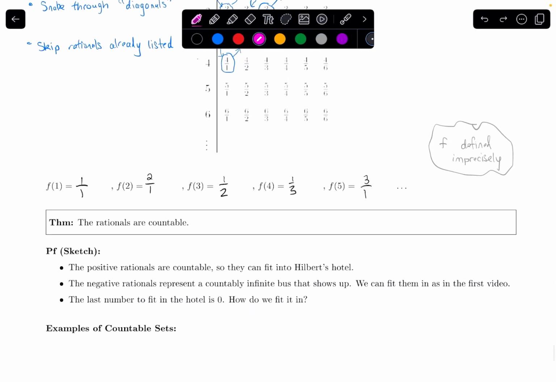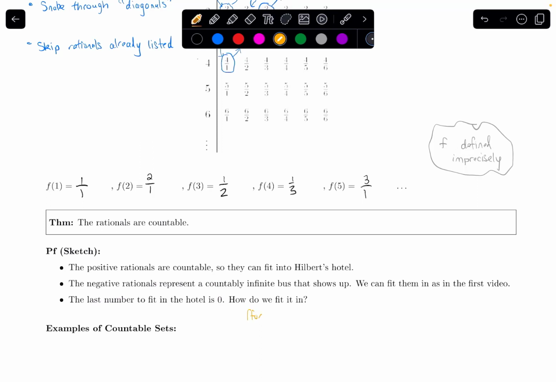So we know at this point that the positive rationals are countable. So they can fit into Hilbert's hotel. That was the hotel from the first video in this section that has an infinite number of rooms. Positive rationals can fit in it. The negative rationals would represent a countably infinite bus that shows up, a bus that has a countably infinite number of passengers. Well, we can fit them into the hotel like we did in the first video. And I'll link that below so you can refer back to it. The only thing left would be the number 0. And we can fit that in as well, but I'm going to leave that for you to think about.